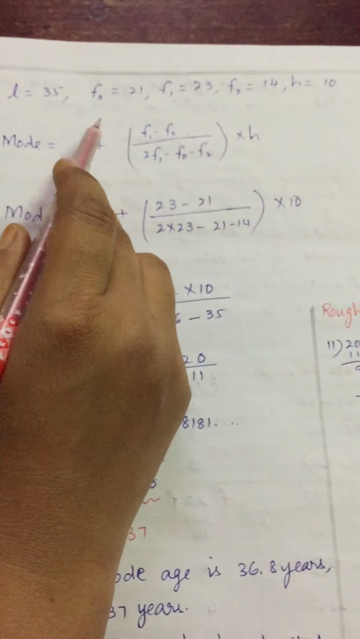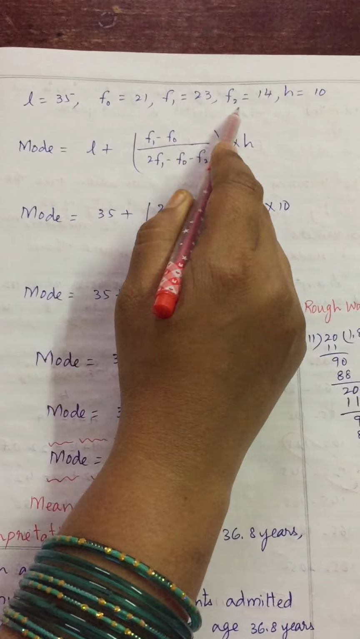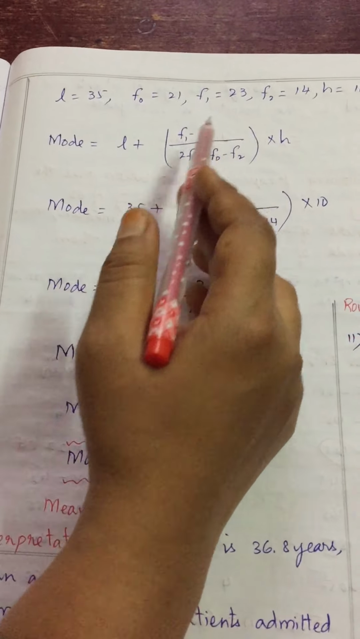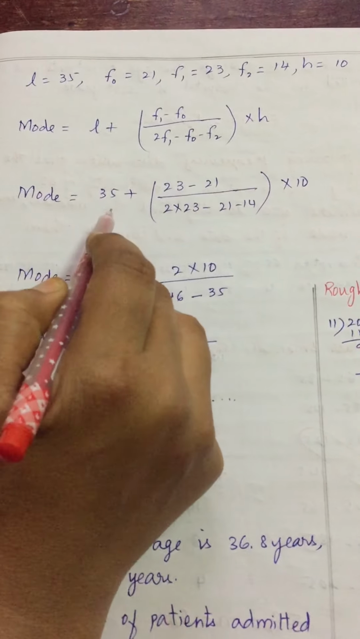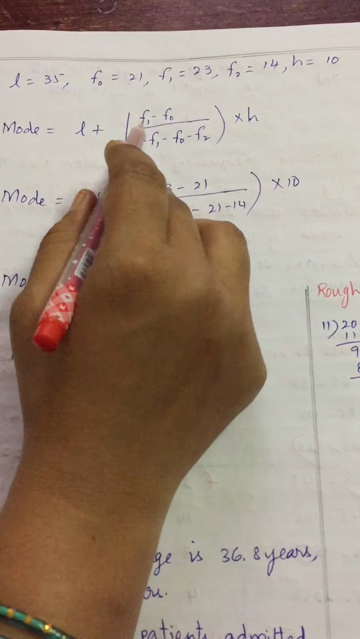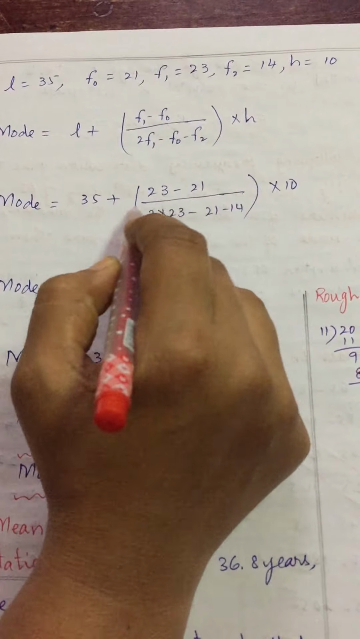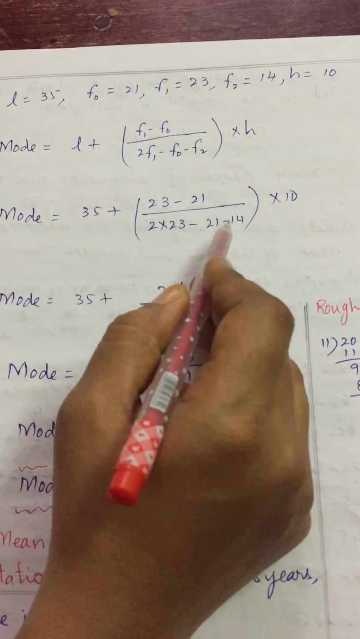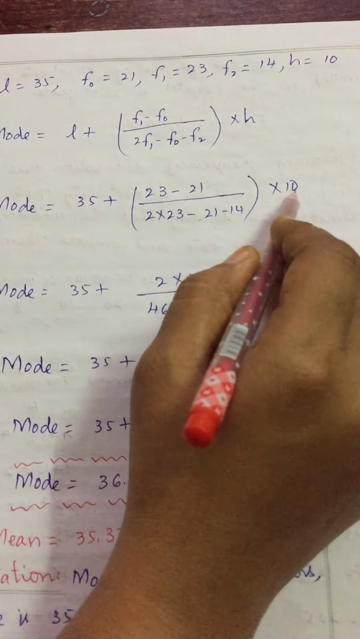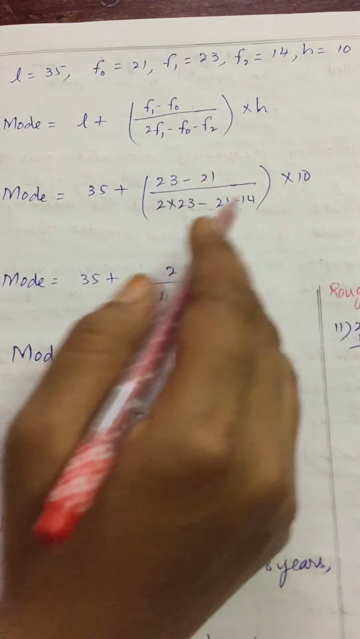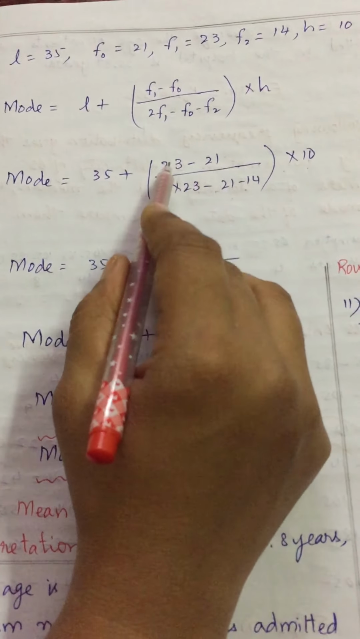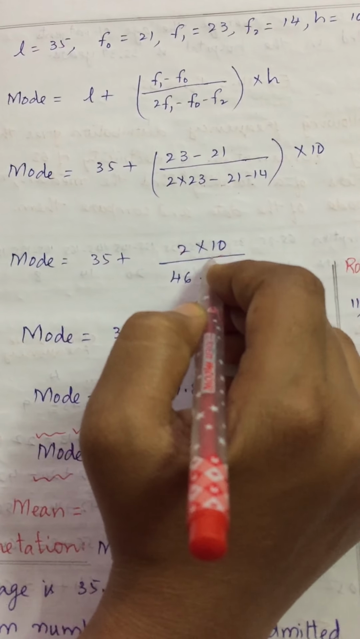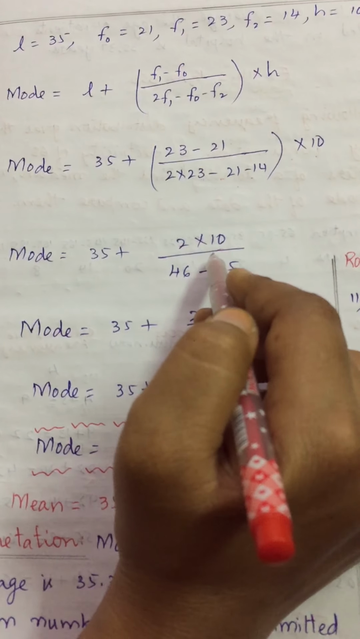So L is 35, F0 is 21, F1 is 23, F2 is 14 and height of the class H is 10. Clear, children? Substitute these values in the mode formula. So mode equals L, which is 35, plus F1 which is 23 minus F0 which is 21, divided by 2 into F1, so 2 into 23 minus F0 which is 21 minus F2 which is 14, into 10. 10 is what, children? H. Clear? This 35 as it is, plus 23 minus 21 is 2, into this 10. Also we take it under the fraction only, because multiplication will multiply with the numerator only.